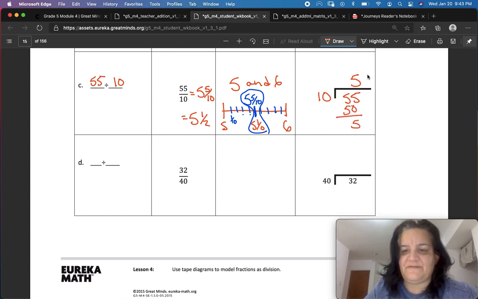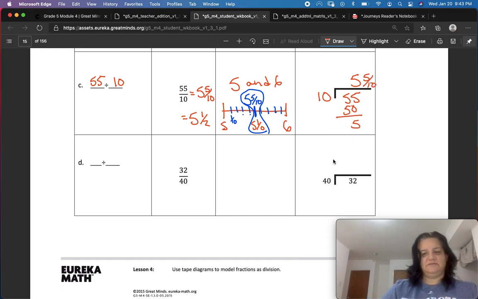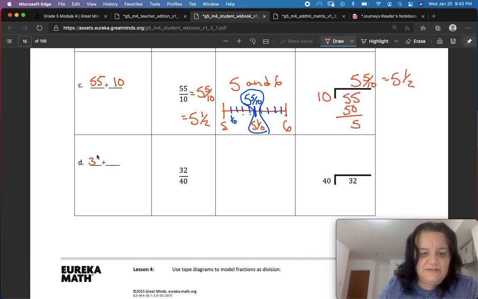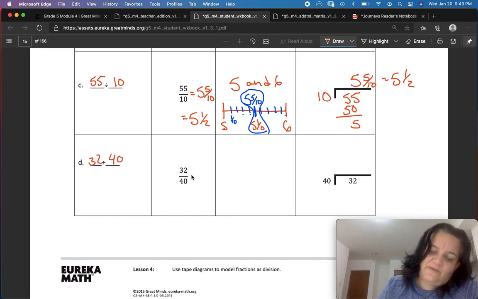Remainder 5, so 5 tens, 5 and 5 tenths. Good, which also equals 5 and 1/2. Next one, 32 divided by 40, because it's 32 over 40. And I could simplify that even if I wanted to.